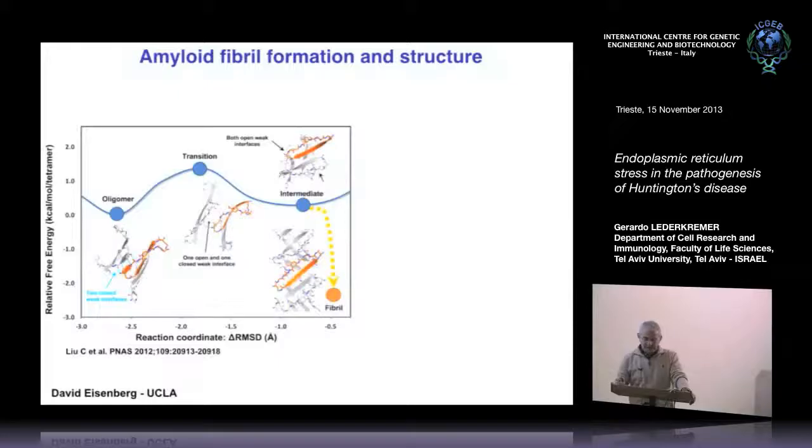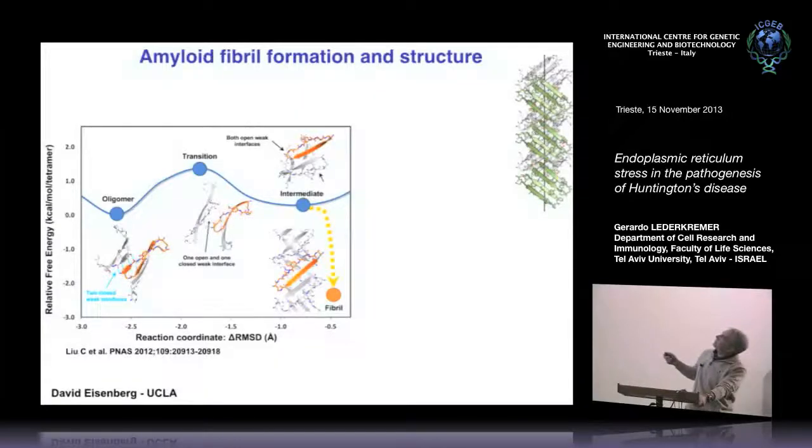This is from very nice work by David Eisenberg at UCLA. What they have been doing is looking at the structures of oligomers and fibrils, and measuring energy. So this is from real structural data and biophysical data. The oligomers are relatively stable. They have relatively low free energy, so they can accumulate. To convert to aggregates, they have to pass an energy barrier. But once they get to these aggregates or fibrils, there's a very strong drop in the free energy. It means that the fibrils are very, very stable.